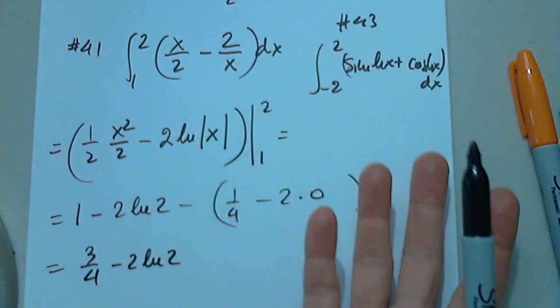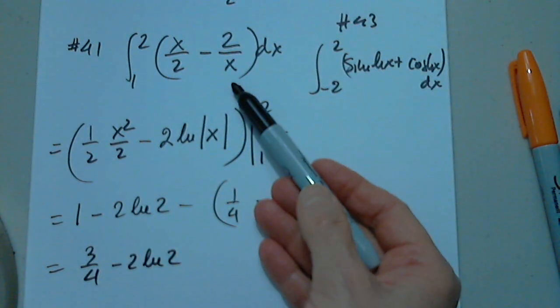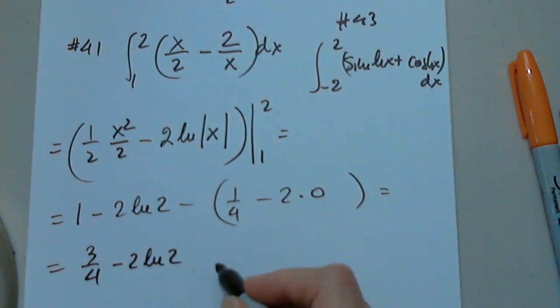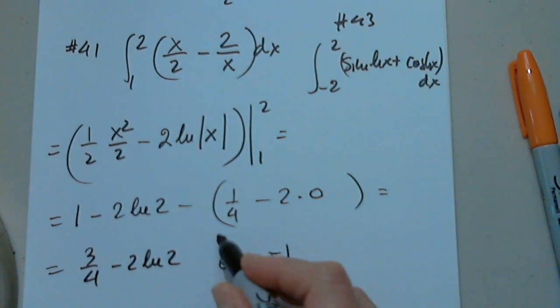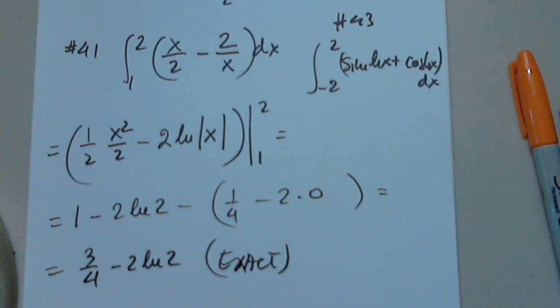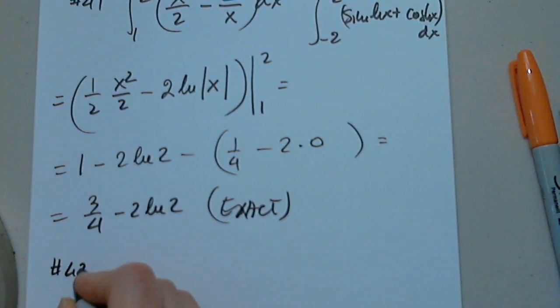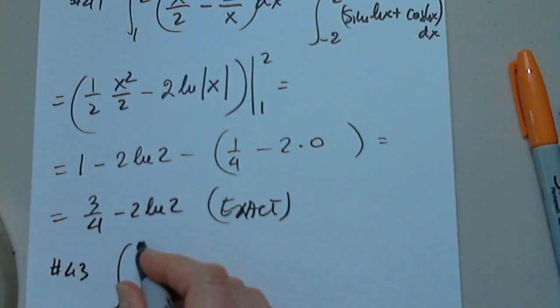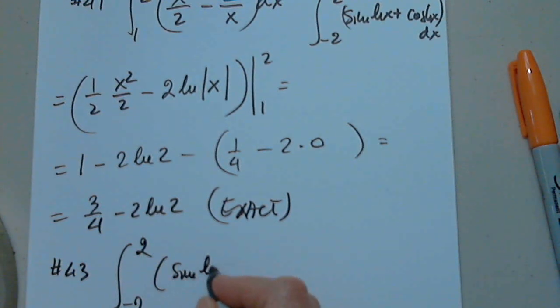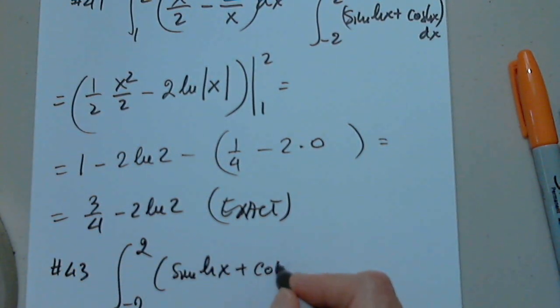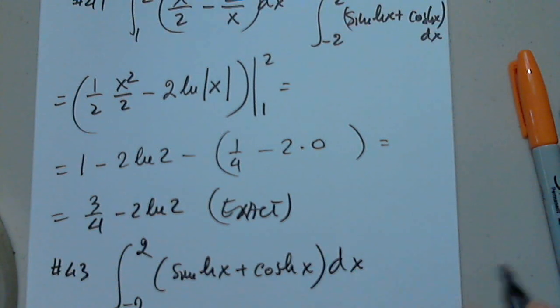Again, if you want to check with the calculator, you have to approximate this and approximate that. This is the exact. Whatever the calculator gives us, it will be an approximation. Now for the other one, 43. The integral from -2 to 2 of hyperbolic sine plus hyperbolic cosine dx.